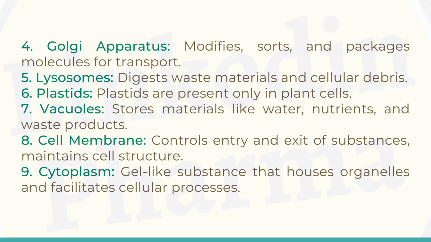6. Plastids. Plastids are present only in plant cells. 7. Vacuoles, stores materials like water, nutrients, and waste products. 8. Cell membrane, controls entry and exit of substances, maintains cell structure. 9. Cytoplasm, gel-like substance that houses organelles and facilitates cellular processes.